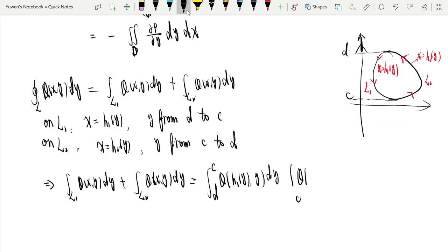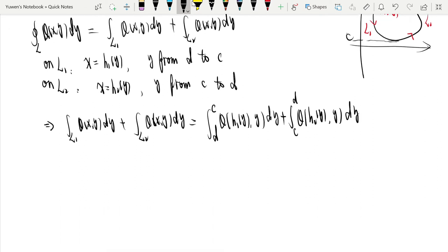On L2 it is from C to D, Q(x,y) is Q(h2(y), y) dy. We change the upper and lower limit to be from C to D. So that is the integral of Q(h2(y), y) minus Q(h1(y), y) dy. So that's Q(h2) minus Q(h1).